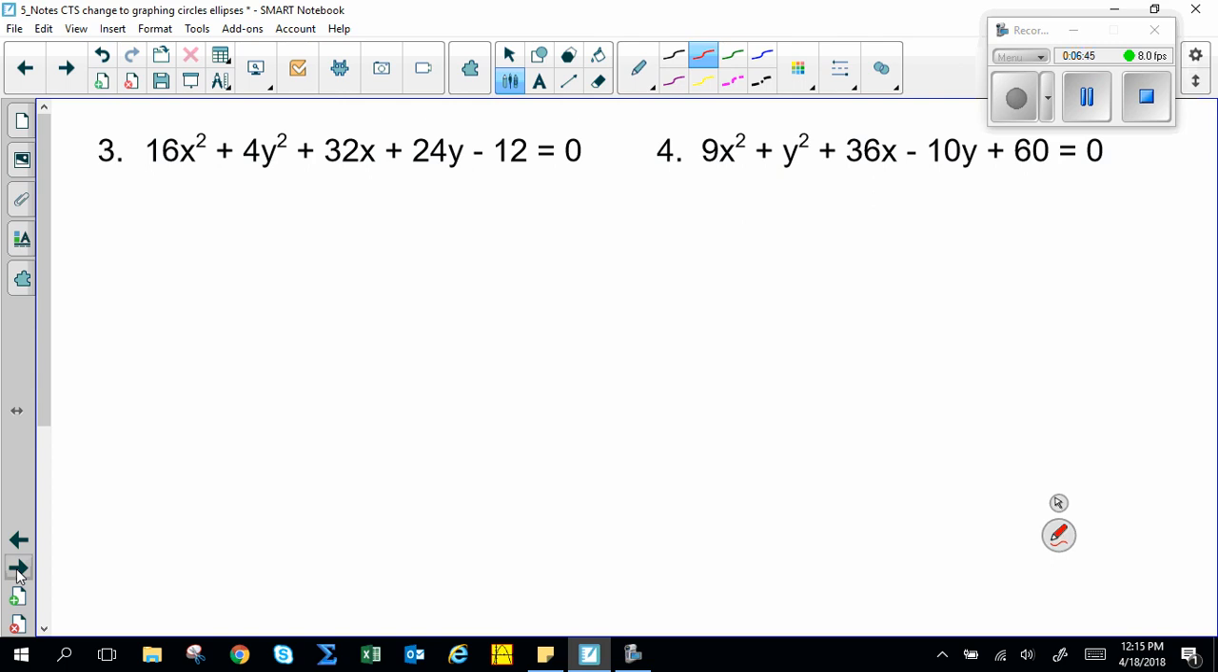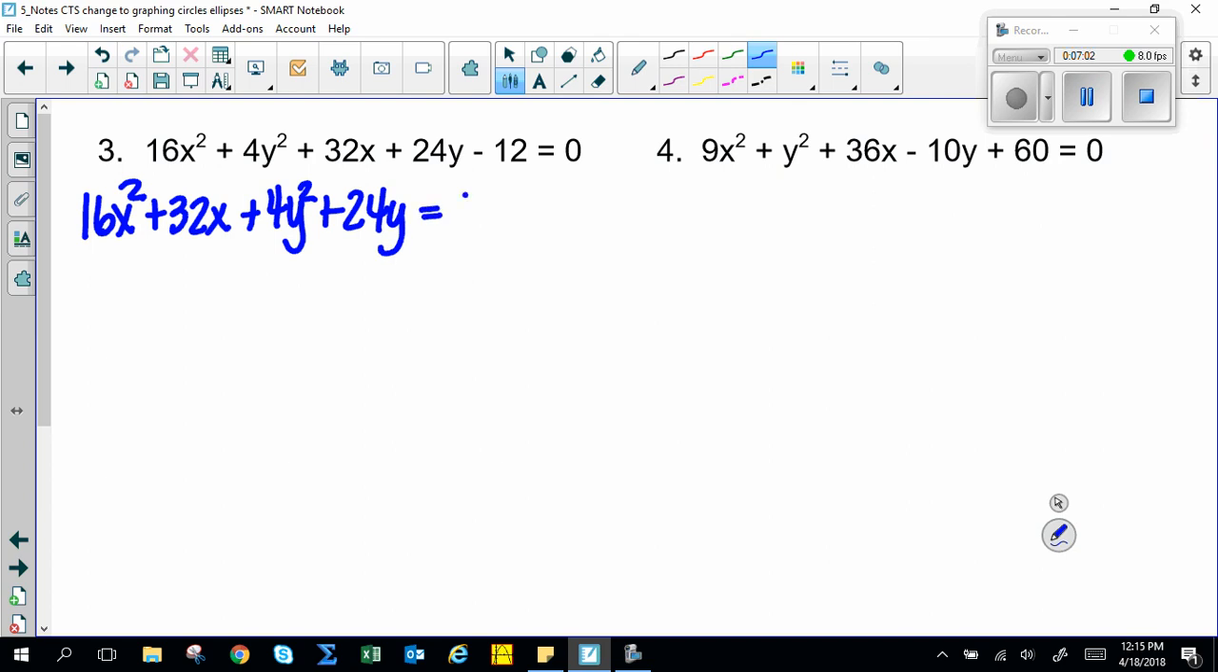I'm going to take my x terms and gather them together. So 16x squared plus 32x. I'm going to take my y terms and gather them together. 4y squared plus 24y. And I'm going to move my constant to the other side. I'm going to add 12 to both sides. My positive 12 cancel.